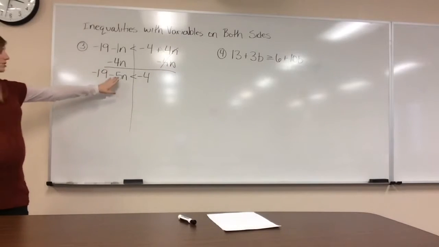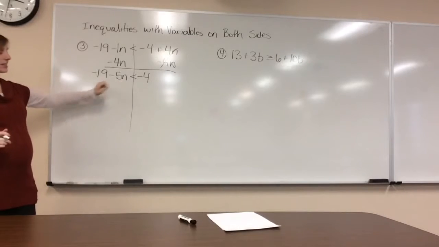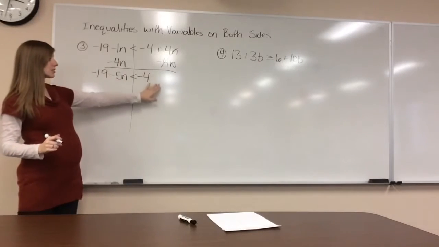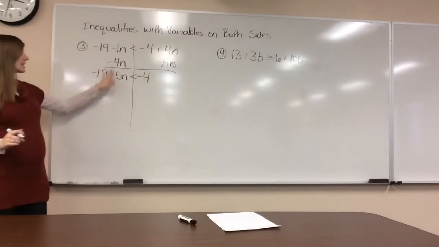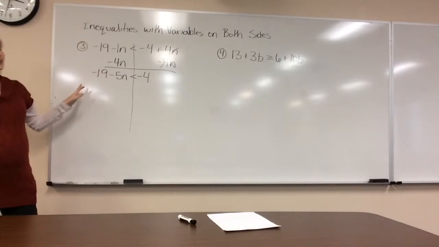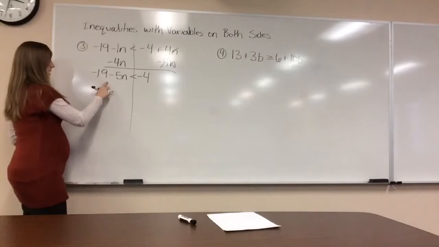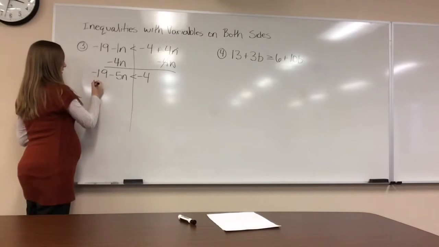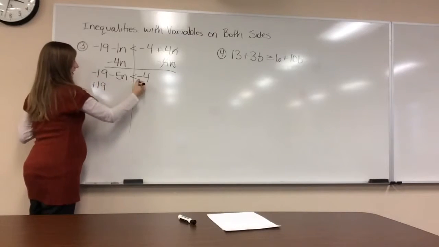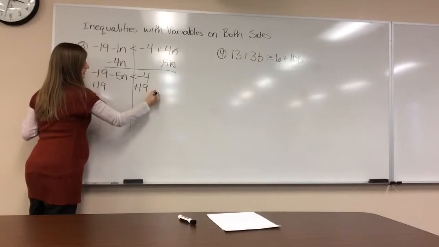So all of my letters, all of my variables are on the left-hand side. Now I want my numbers on the right side. So I need to cancel out this negative 19. To cancel it out, I just do the opposite. Instead of negative 19, I'll do positive 19 or add 19 to both sides.